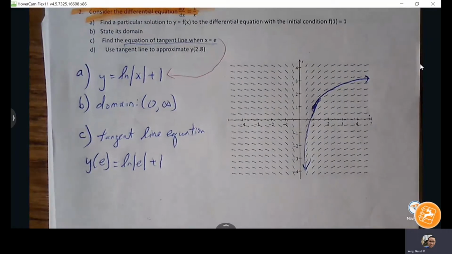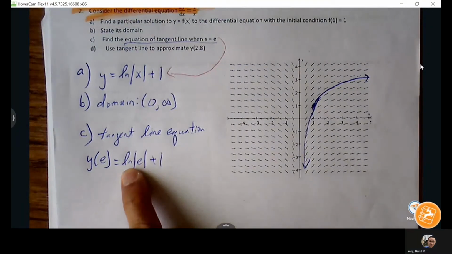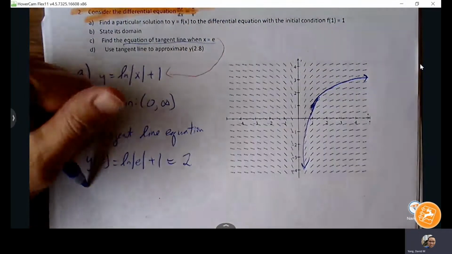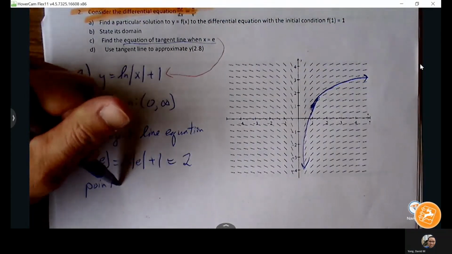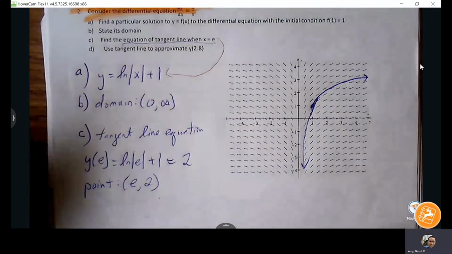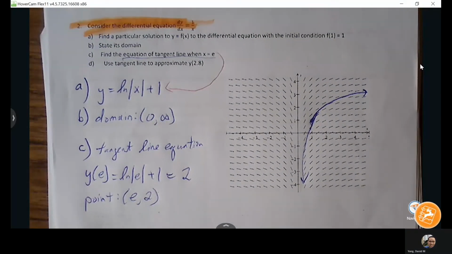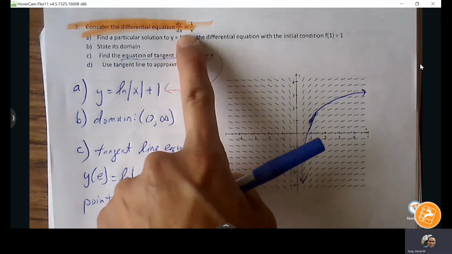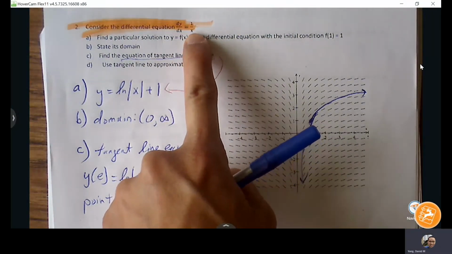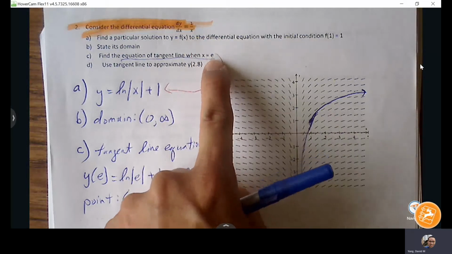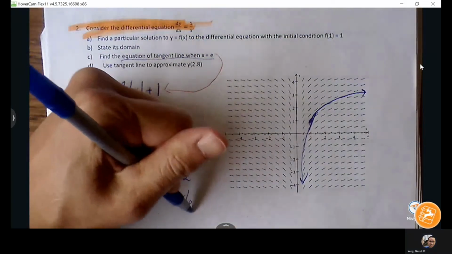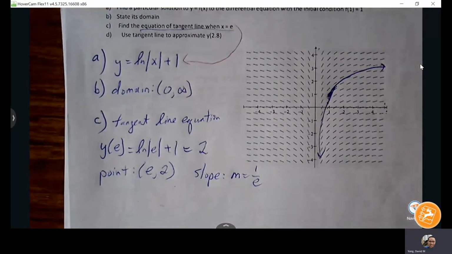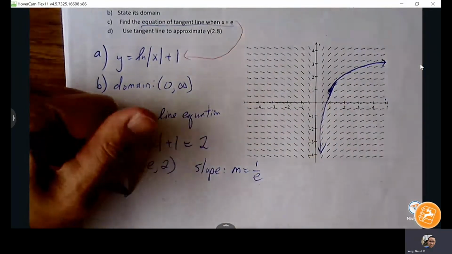Okay, natural log of e is 1. Okay, so 1 plus 1 is 2. There's your ordered pair. Okay, how do I find the slope? Good, dy/dx, that's my slope formula, right? My slope formula says 1 over x, my x is e, so 1 over e. Okay, we have everything that we need, point-slope form.